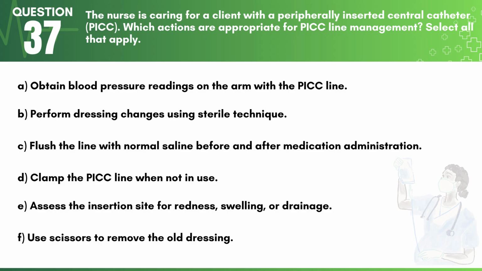A. Obtain blood pressure readings on the arm with the PICC line. B. Perform dressing changes using sterile technique. C. Flush the line with normal saline before and after medication administration. D. Clamp the PICC line when not in use. E. Assess the insertion site for redness, swelling, or drainage. F. Use scissors to remove the old dressing.